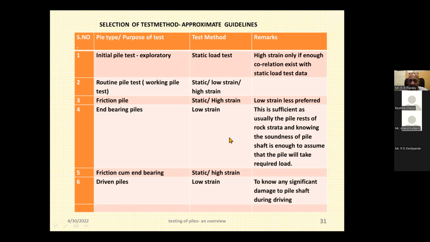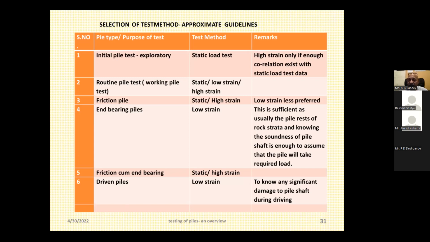Low strain is very fast, cheap, and that is most preferred. For end bearing piles, low strain is really good enough. If the rock strata is good, then we don't actually require a static load test, knowing that the concrete is good, knowing that the pile shaft is good enough to ensure that the pile has got enough capacity. For friction cum end bearing piles, we do both static and high strain. Low strain is not good enough for friction piles.